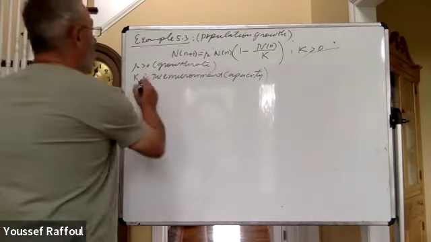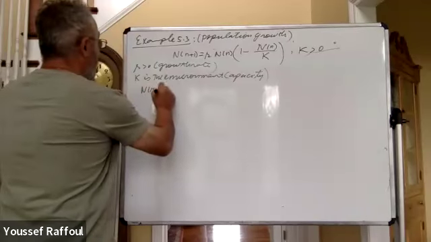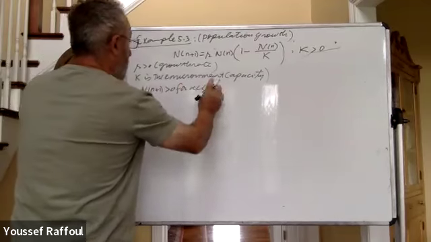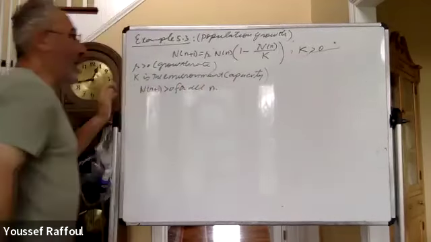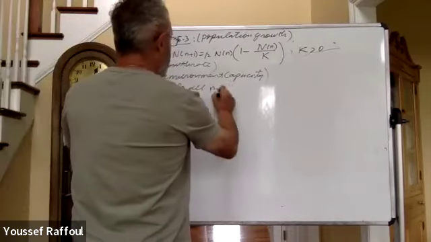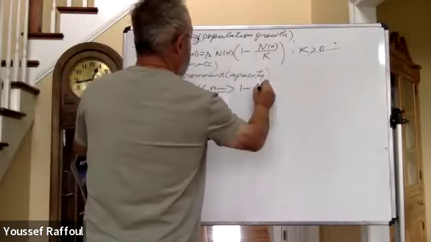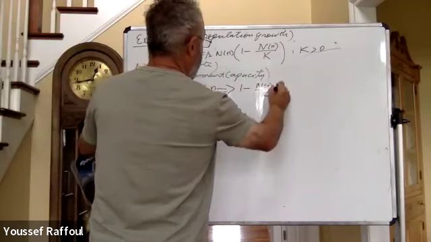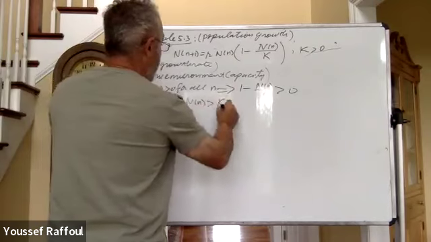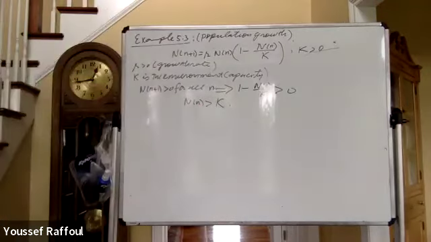Now we want N(n+1) to be positive for all n, otherwise the system doesn't make sense. So that implies 1 minus N(n) over K is positive. That means N is less than K. Okay?